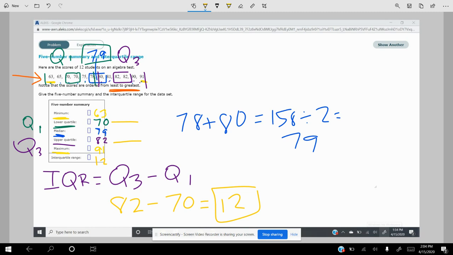Oh, I should have done a different color. Okay, if you have any questions, just email me and I can go over it with you. But here's the 5-number summary and the interquartile range.